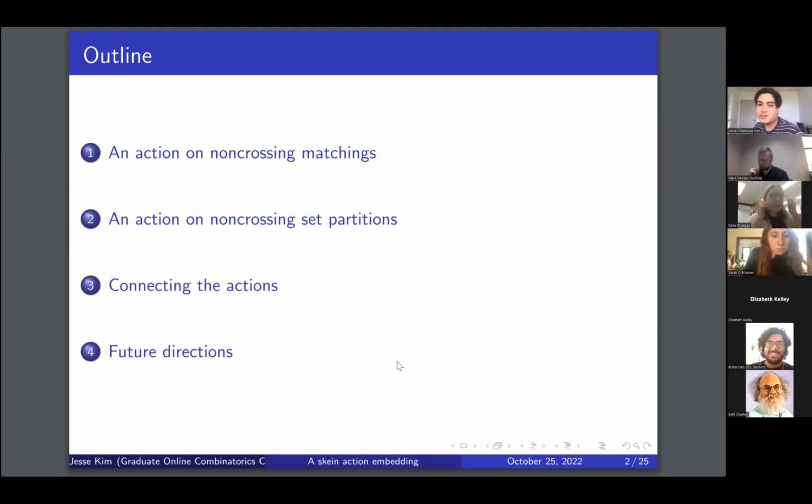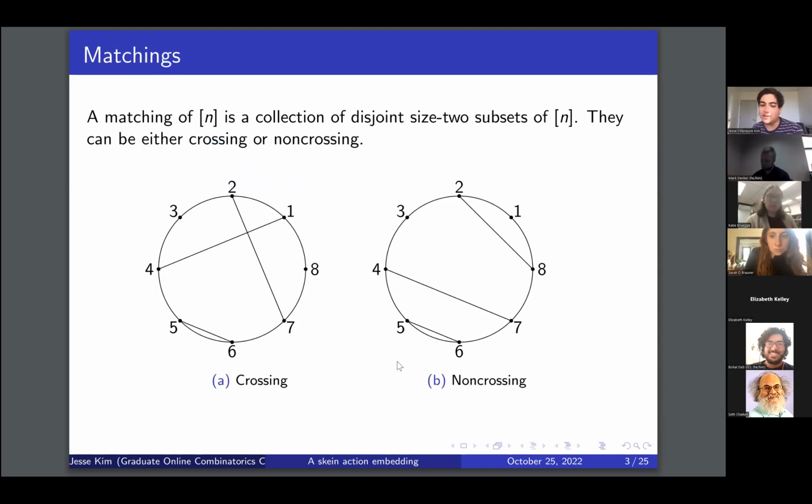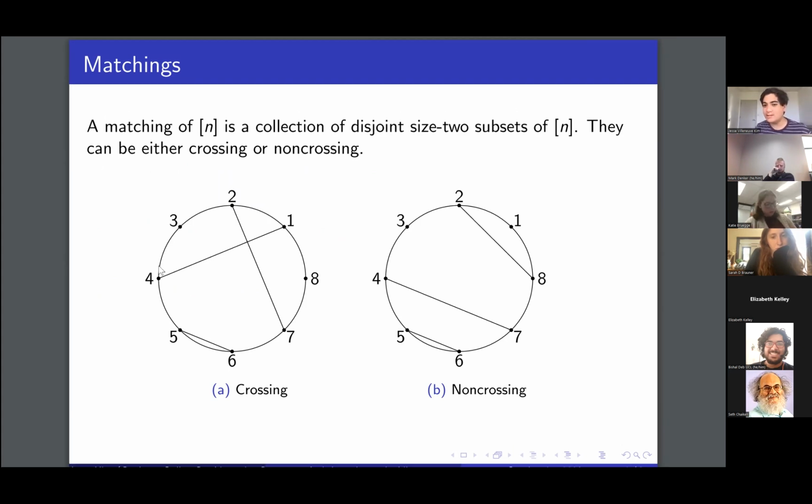So the first action is going to be an action of the symmetric group on non-crossing matchings. A matching is just a collection of disjoint size 2 subsets of n. The way I'm going to be thinking about it is in terms of these diagrams here. The lines on our circle represent matched elements, so those are two elements in the same subset of n. This matching on the left matches 2, 7, 1, 4, and 5, 6. And the matching on the right has 2, 8, 4, 7, and 5, 6.